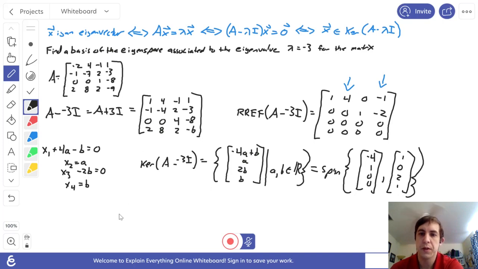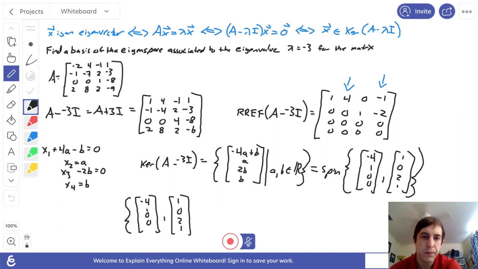So those 2 vectors are linearly independent. So our set of these 2 vectors, -4, 1, 0, 0, and 1, 0, 2, 1, this set is a basis of the eigenspace.